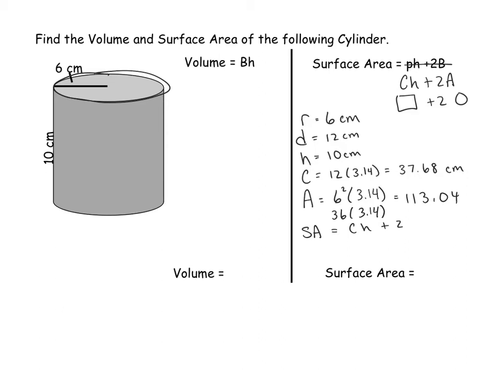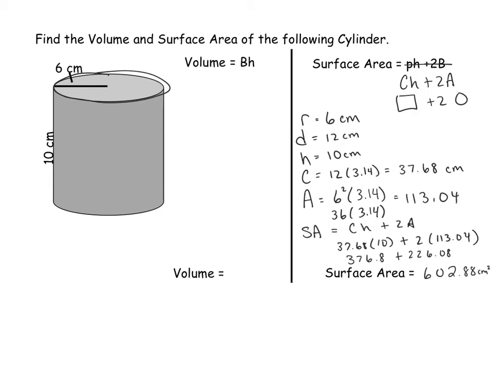All right. Now surface area, we take C times H for the rectangle plus 2 times the area of the base, which is A. So the circumference was 37.68 times 10, which is our height, plus 2 times 113.04. Order of operations tells us to take 37.68 times 10. That's 376.8. Then we take 2 times 113.04, and that's 226.08. And add those two together, and we get 602.88 centimeters squared.